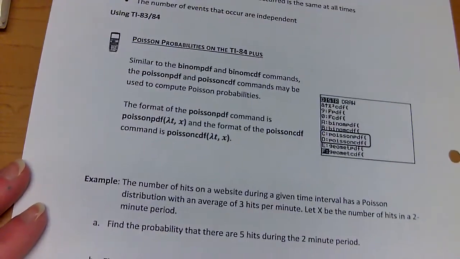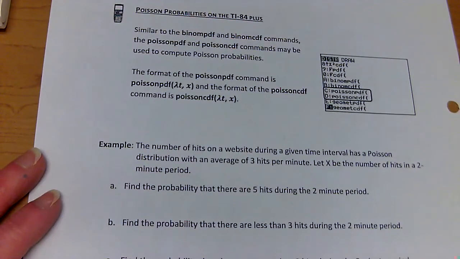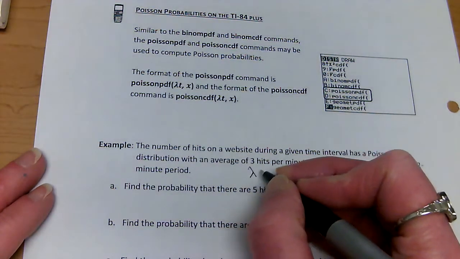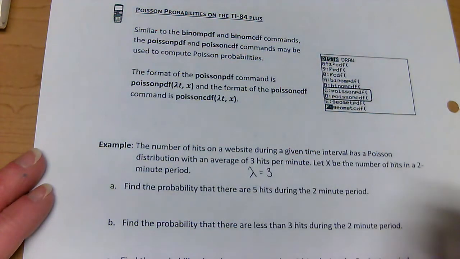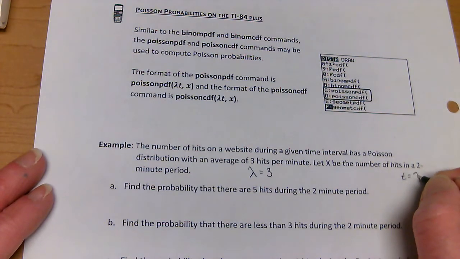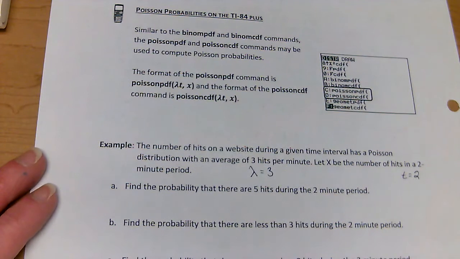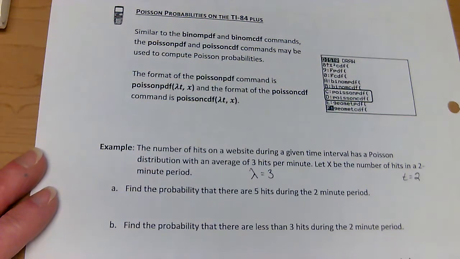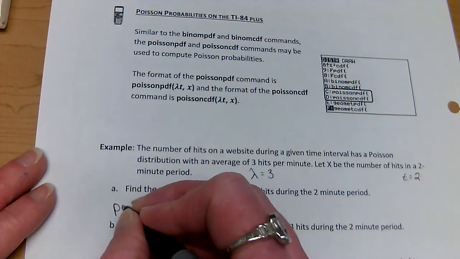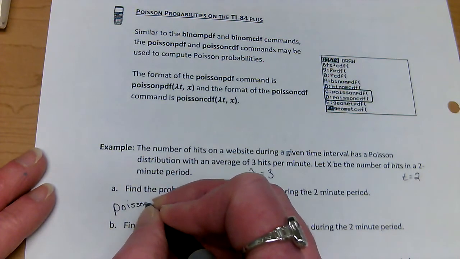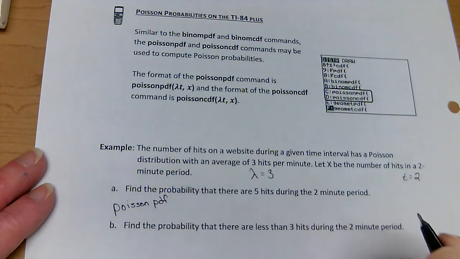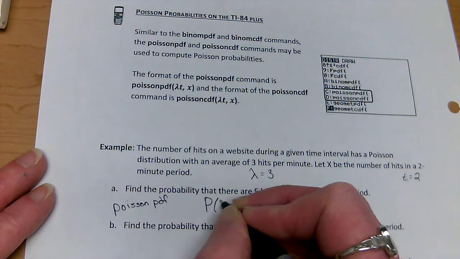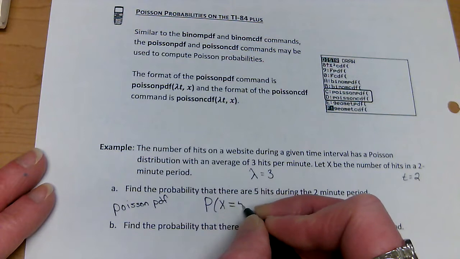The number of hits on a website during a given time interval has a Poisson distribution of an average of 3 hits per minute. And X is the number of hits in a 2-minute period. So T is 2. And we want to find the probability that there are 5 hits during a 2-minute period. So this would be Poisson PDF. We find the probability that X is 5.